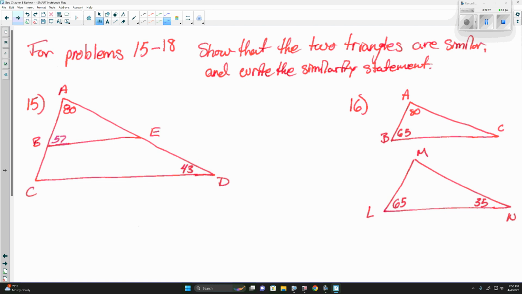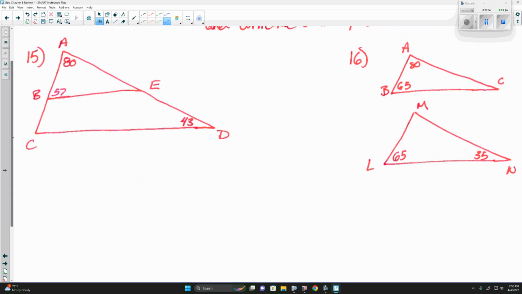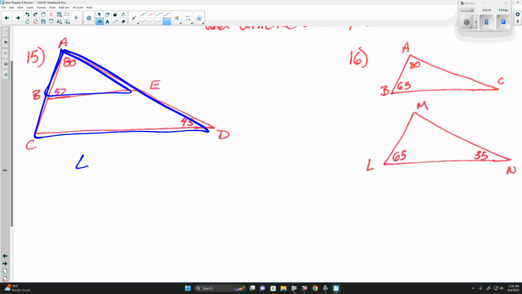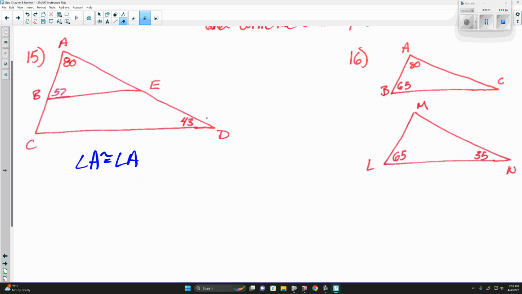Now, looking at these here, show that the two triangles are similar and write the similarity statement. So when we look at these here, we either need two angles, an angle and two similar or proportional sides, or three proportional sides. Well, here, in this one and the bigger one, angle A is congruent to angle A. It's congruent to itself.